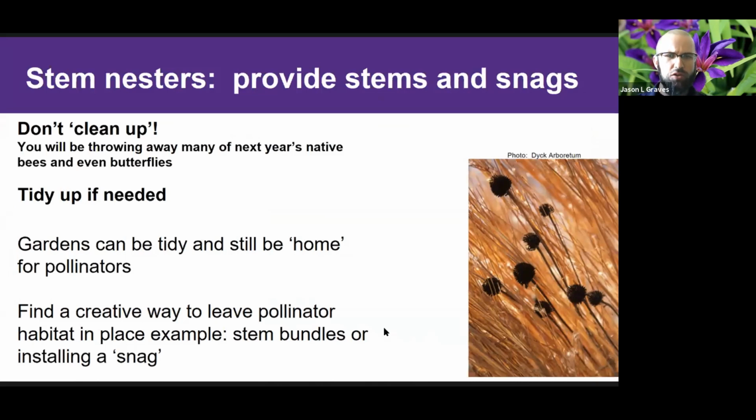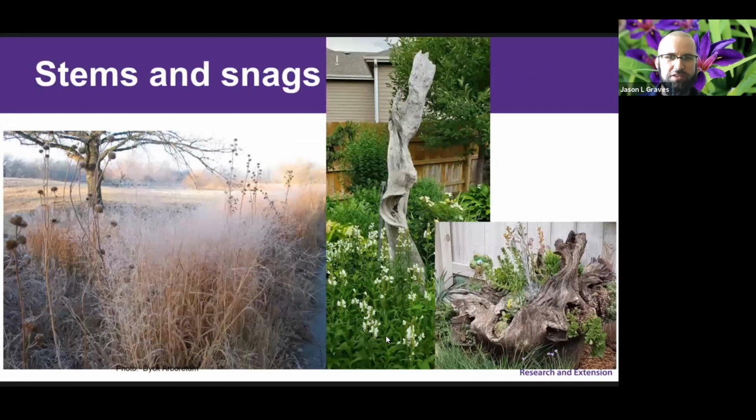So we need to be creative about finding ways to leave pollinator habitat, whether it's cutting the stems down and leaving them, or bundling them and putting them in the back of the garden, or even installing a snag. And I've got a picture of that here. Who says that this can't be artistic as well? This is a snag in one of our local gardens, kind of an artistic old log.